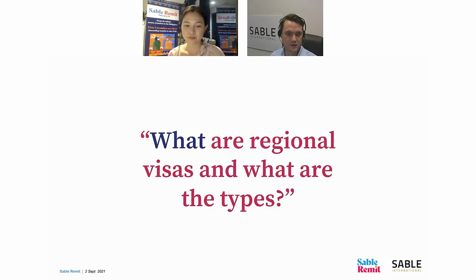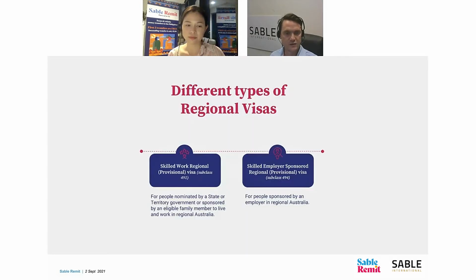The topics today: what are regional visas and what are the best types of regional visas that we can utilise. So generally speaking, there's two regional visas that you need to be aware of. These are the 491 and the 494. We're going to concentrate on 491 today specifically, but you should be aware that there is a 494 as well.